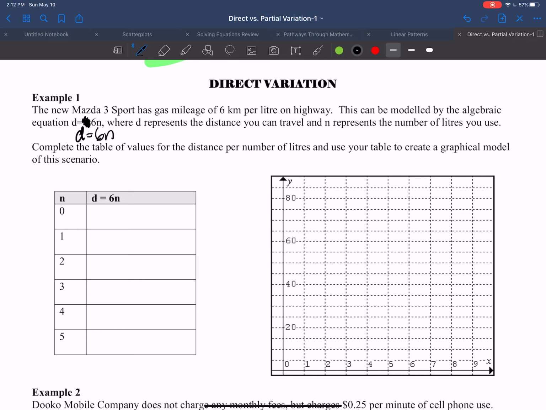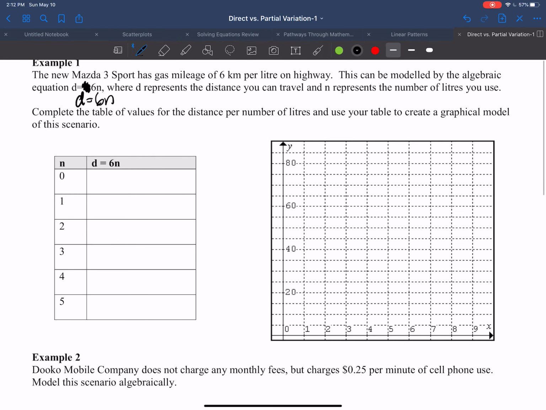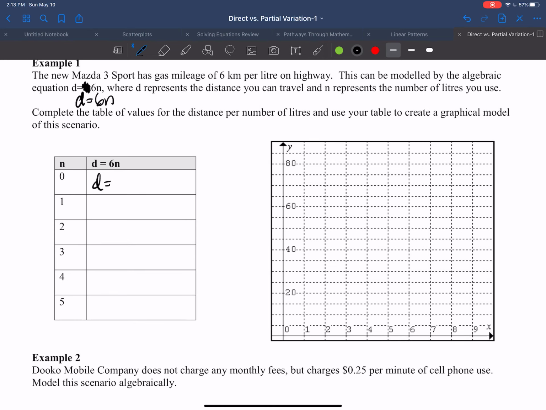So D is distance, n is the number of liters. 6 is the 6 kilometers per liter. If I don't use any liters of gas, then I'm not going to go anywhere. So if I replace 0 for n, I get 0. If I replace 1, so I use 1 liter of gas, how far did I go? 6 kilometers. And so on.